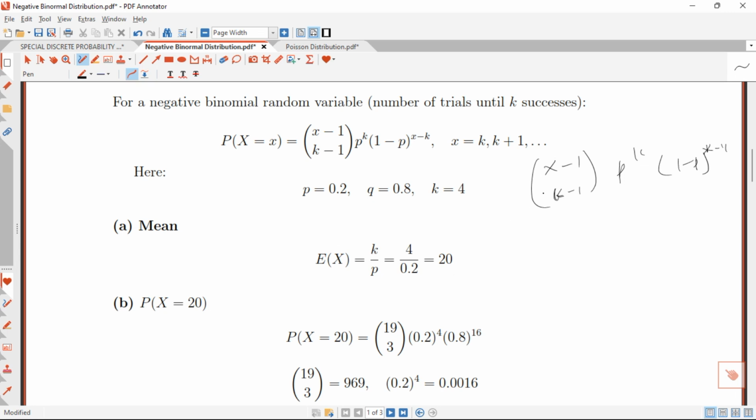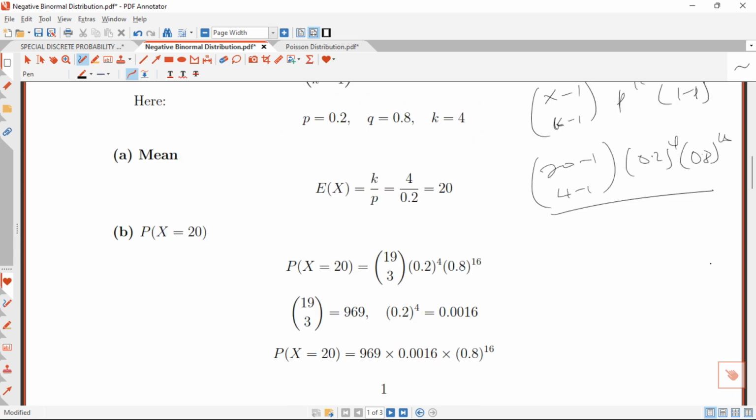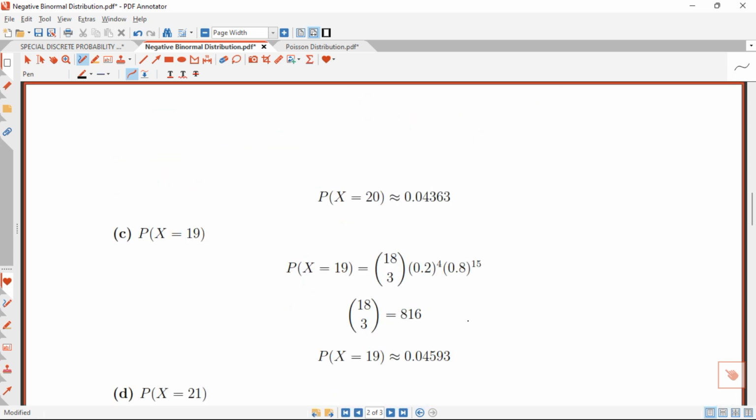Pertaining to this question, our x was given as 20, so we are going to get 20 minus 1, and k was given in the question to be 4, which will give us 4 minus 1. Then p was given as 0.2, raised to the power k, which is 4, and 0.8 raised to the power x minus k, which is 16. Once we punch this on the calculator, we get our final answer to be 0.04363.